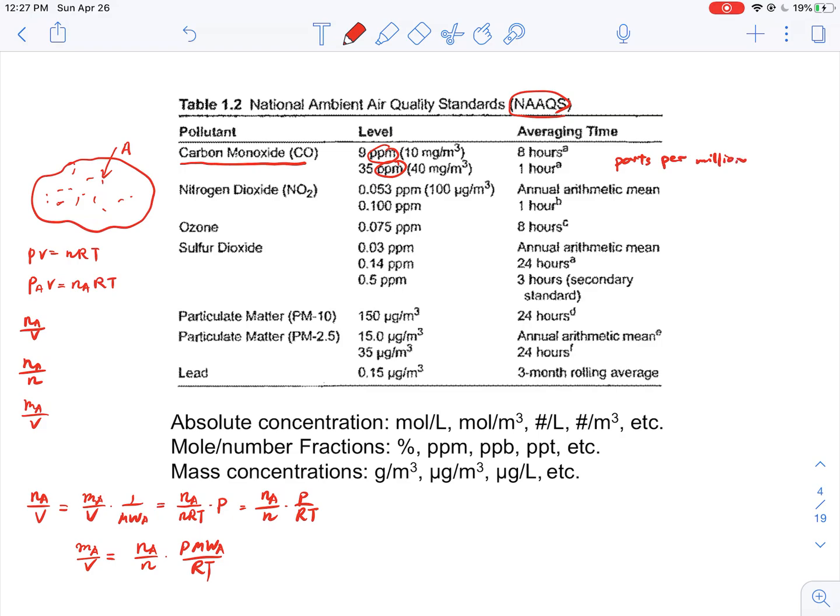1 ppm simply means that among a million air molecules, there's one molecule of carbon monoxide, for example, here. So 9 ppm just means that among 1 million air molecules, there are 9 molecules of carbon monoxide. Following that, we also have a bracket showing a mass concentration, right? This is the mass of carbon monoxide per cubic meter of air here.